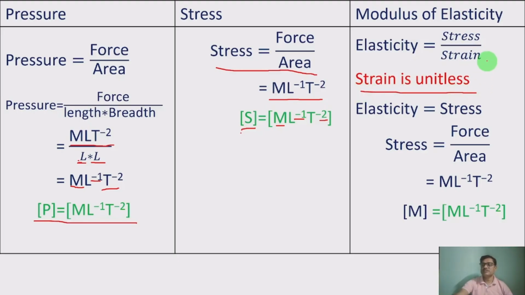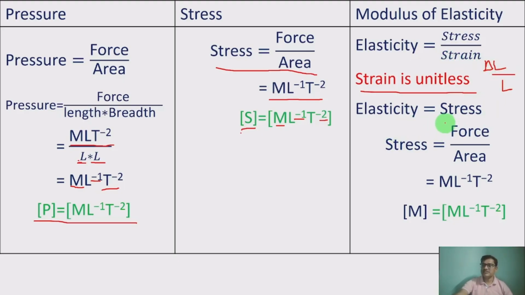The strain is given as the change in length to the original length. In the numerator we get a length, and in the denominator we also get a length, so we get delta L by L. Therefore, both are in terms of length, so those are unitless. Those are not having any dimensions here.